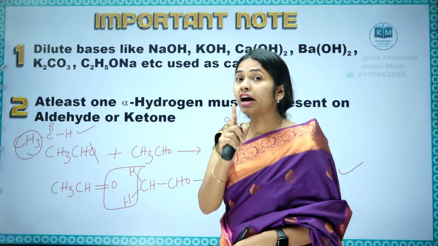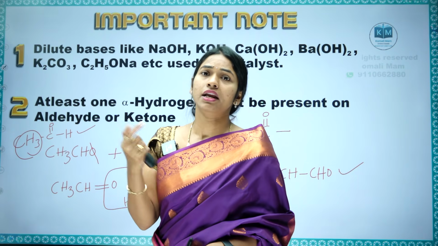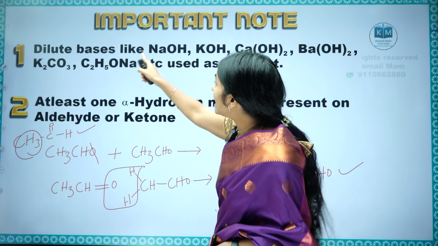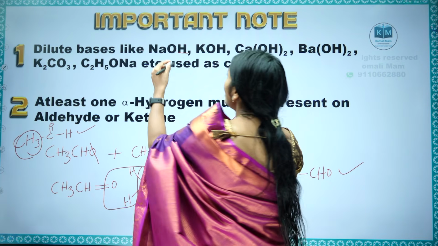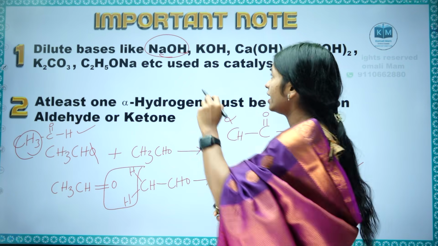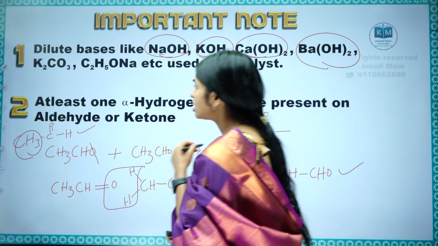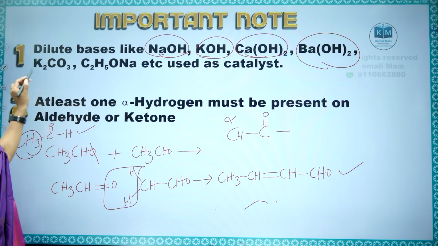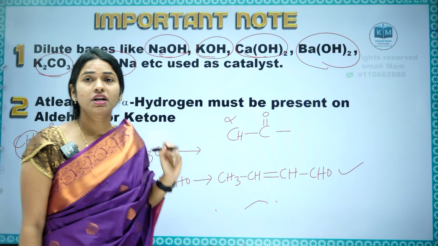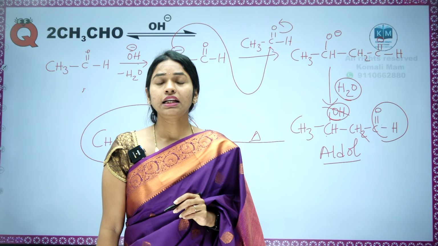That is important. One more important thing is how you will identify this reaction, whether aldol, Cannizzaro, Perkin, Birch reduction, or Stephen. How will you identify? Based on the reagent. What are the reagents? Dilute bases like NaOH, sodium hydroxide, potassium hydroxide, calcium hydroxide, barium hydroxide. These are strong bases. In a dilute form, we are going to use K2CO3, potassium carbonate, sodium ethoxide. In the presence of all these only, aldol condensation reaction takes place. Is it clear? Shortcut is clear?